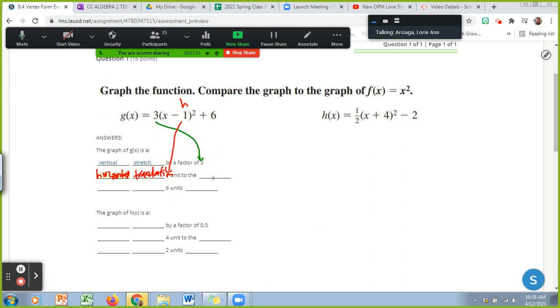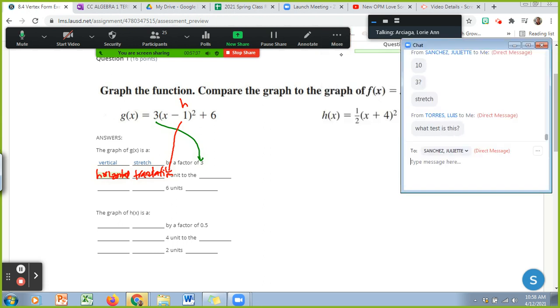1 unit to the blank. Remember what I taught you earlier? It has to go to the opposite direction.